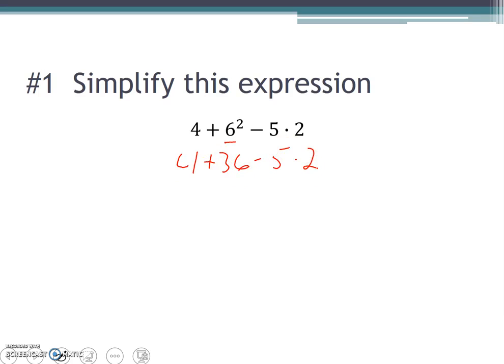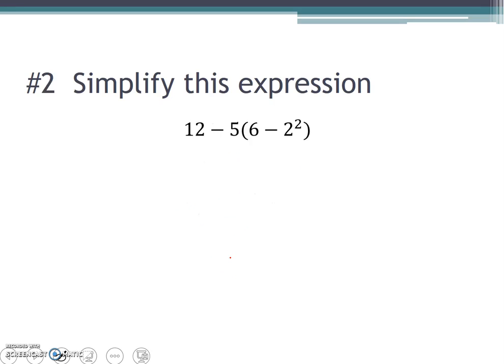And so we've done all the exponents. Now we're going to multiply and divide, and you can see here we are multiplying 5 times 2. So the 4 plus the 36 does not change, minus 5 times 2, which is 10. And so we have done all of our multiplying and dividing. Now we're going to add and subtract, but again, it's from left to right. So the first thing we're going to do is take 4 plus 36, which is 40, and 40 minus 10 is 30. And so the correct answer we have is 30 for this first problem.